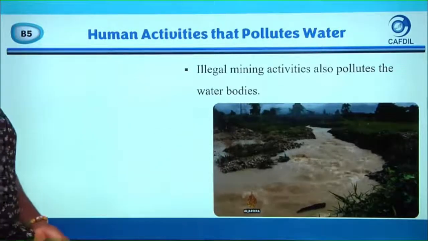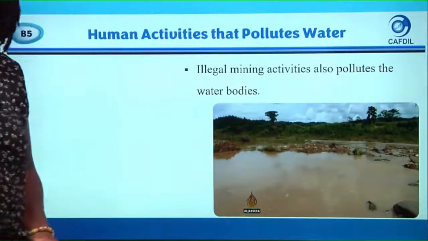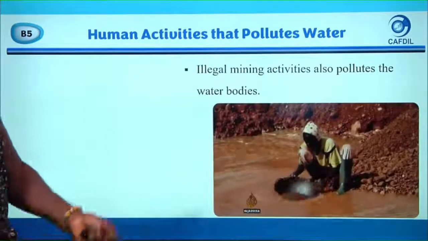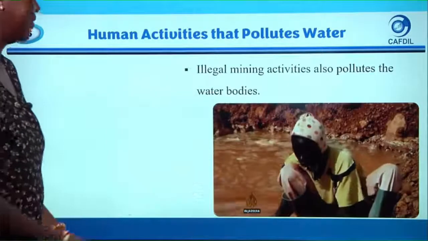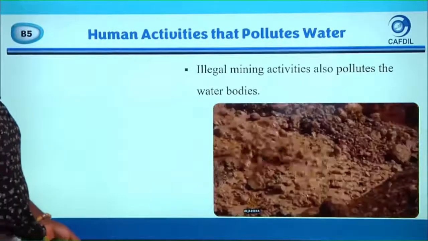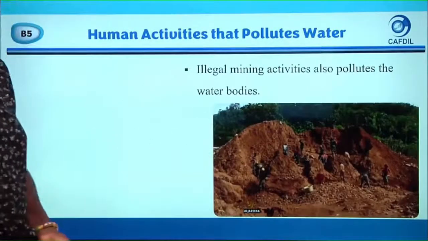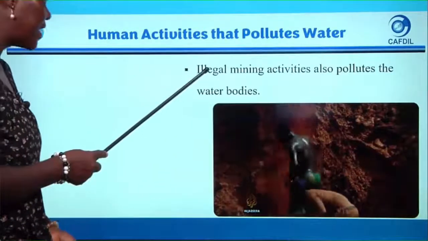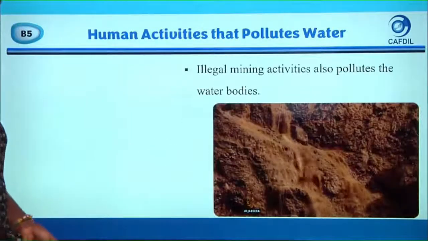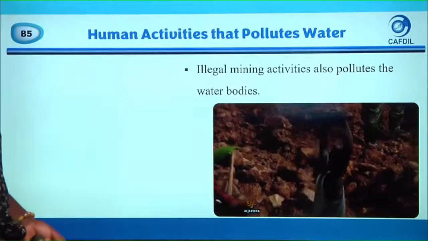And we saw in our first introduction that the water that the woman was drinking is like this. It's the type of water they drink. So look at the boy washing the gold in the water. It contains the chemicals, and it will pollute our water, and we can't use this water. So illegal mining activities also pollute the water bodies. Look at the color of the water. This one, it will wash into our rivers.